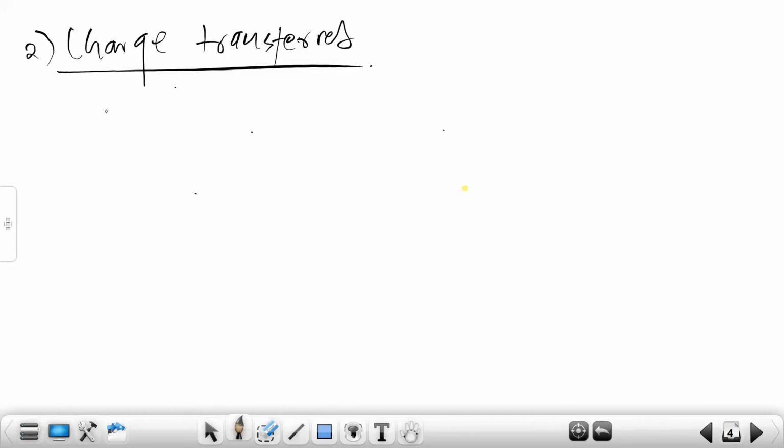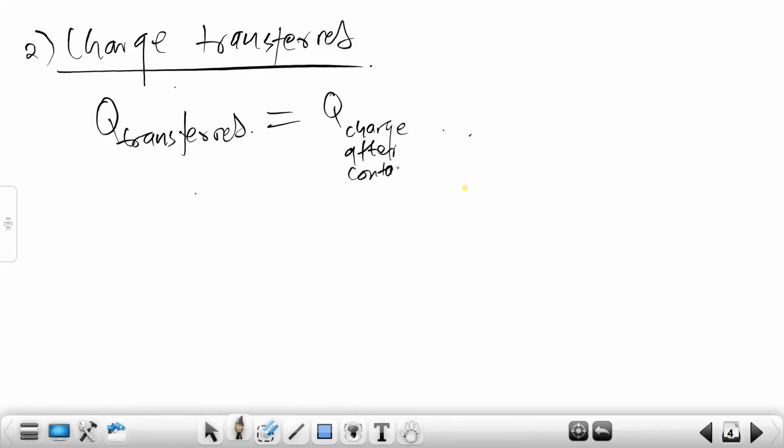What we usually say is charge transferred equals to charge after contact, that's now Q, charge after contact, minus charge initial, or before contact. Charge initial before contact.